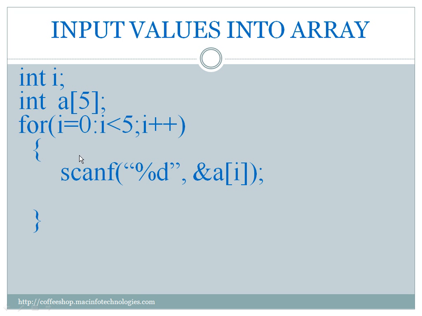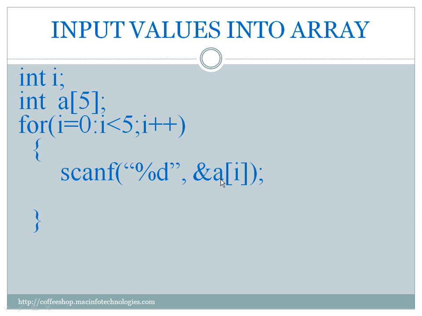Once this is executed, it comes back to the loop altering statement and increments i to 1. 1 less than 5 is true, so we scan the input value for a of 1. After this, i increments to 2. 2 less than 5 is true, so we take the value for a of 2. Again i increments to 3.